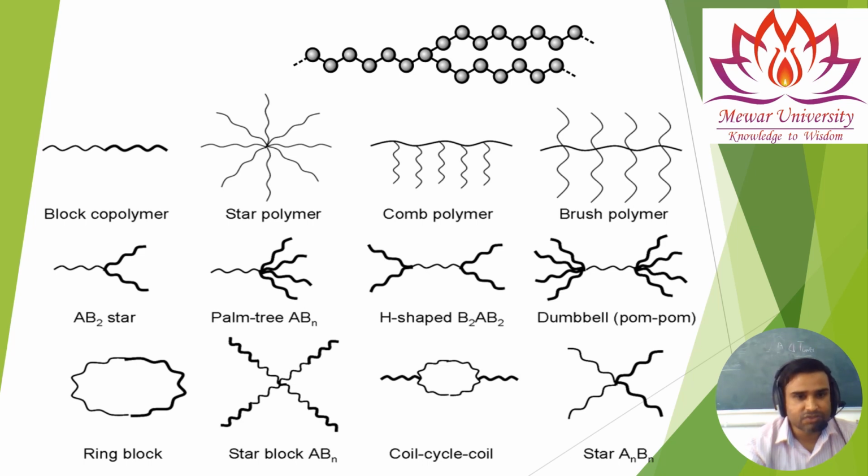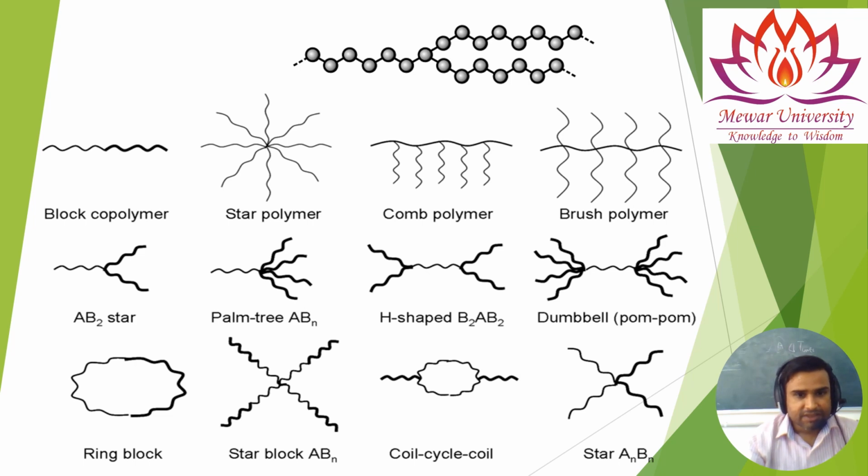And in the next picture you see the palm tree. This is another type of structural arrangement of a polymer, called the palm tree polymer. You can see the structure looks like a tree. Palm tree ABn means one molecule of a single component and n molecules of another component, B.